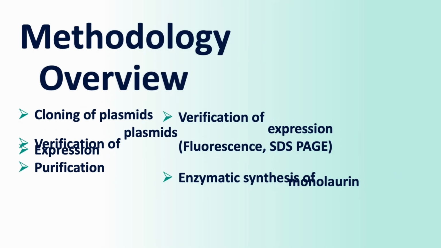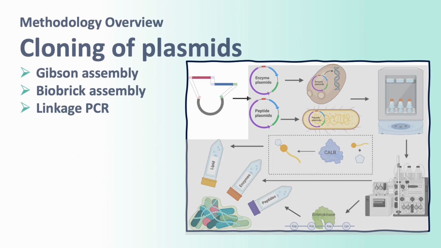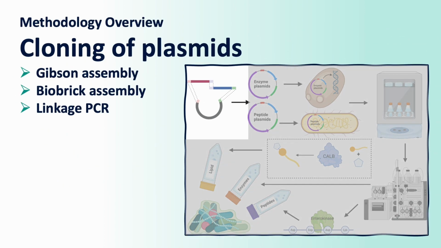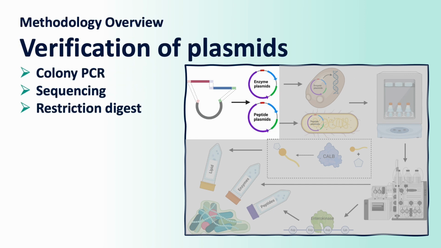In order to achieve these goals, we needed to design and clone separate plasmids for each enzyme and peptide. We initially wanted to assemble several composite parts for these plasmids through Gibson assembly. Thus, we had to perform various PCRs to generate the necessary overhangs for the assembly. Later, we also utilized biobrick assembly as well as linkage PCRs. A linkage PCR is a rare method used to link two DNA fragments which have overlapping sequences using PCR. The plasmids were then verified by colony PCR, restriction digest, and Sanger sequencing.